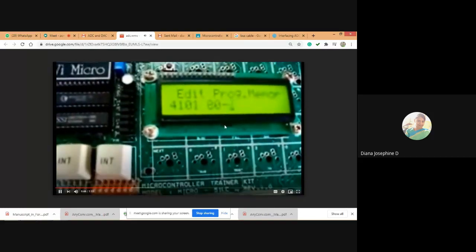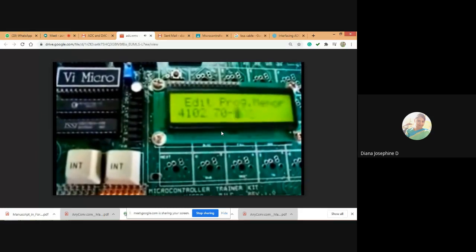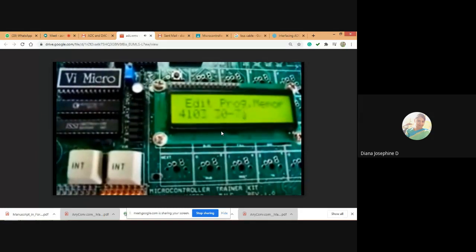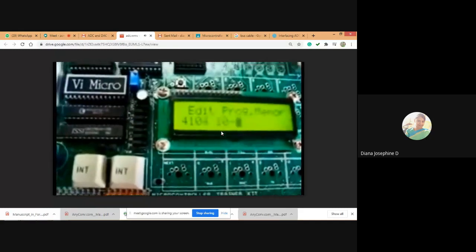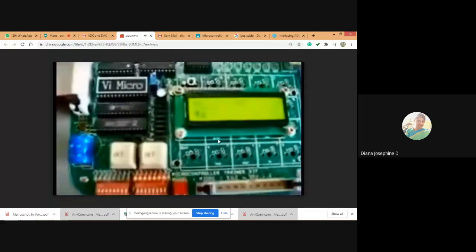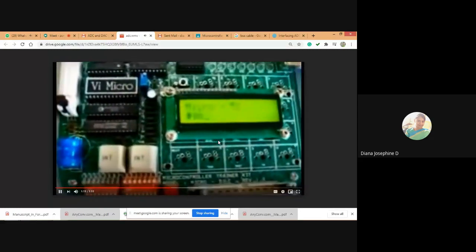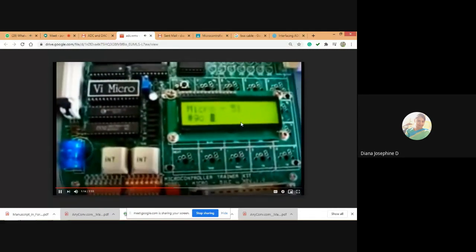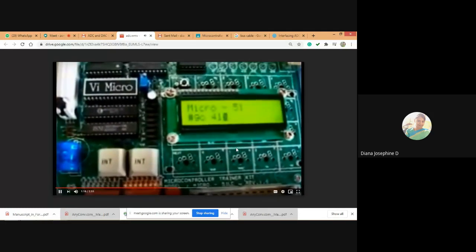So I think you remember all this. You have to select a start address and start typing the code. You type the opcodes, and after that everything is done. Then you should run the code. Okay. So this is the running method.